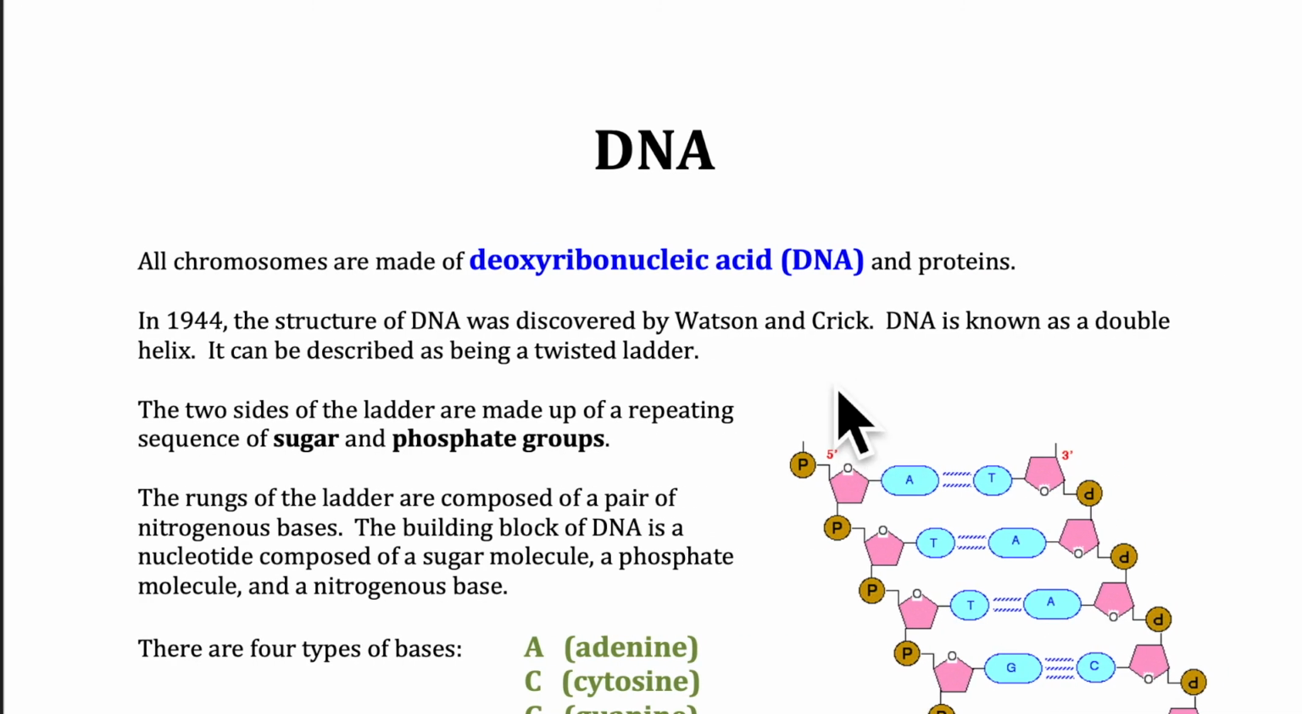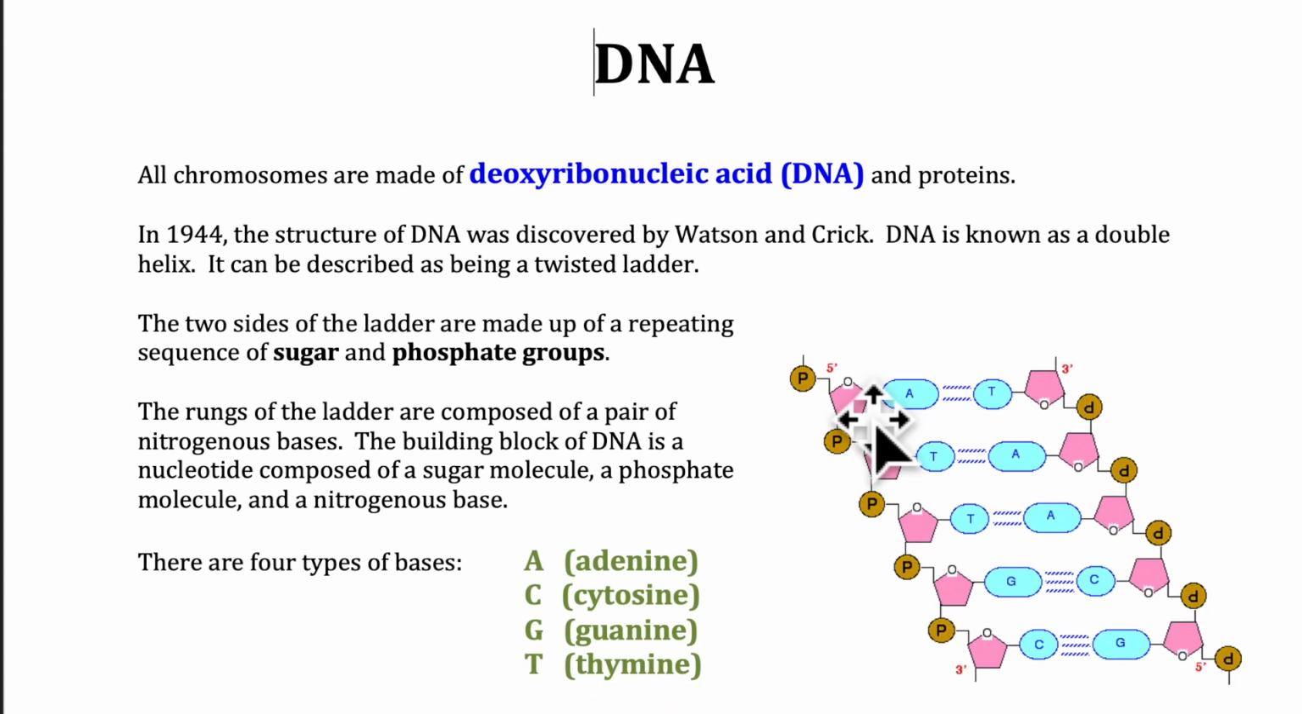Then the next note is called DNA. All chromosomes are made of deoxyribonucleic acid. You don't need to know that word, you can just call it DNA. So all chromosomes are made of DNA and proteins. In 1944, the structure of DNA was discovered by Watson and Crick. DNA is known as a double helix. It can be described as a twisted ladder.